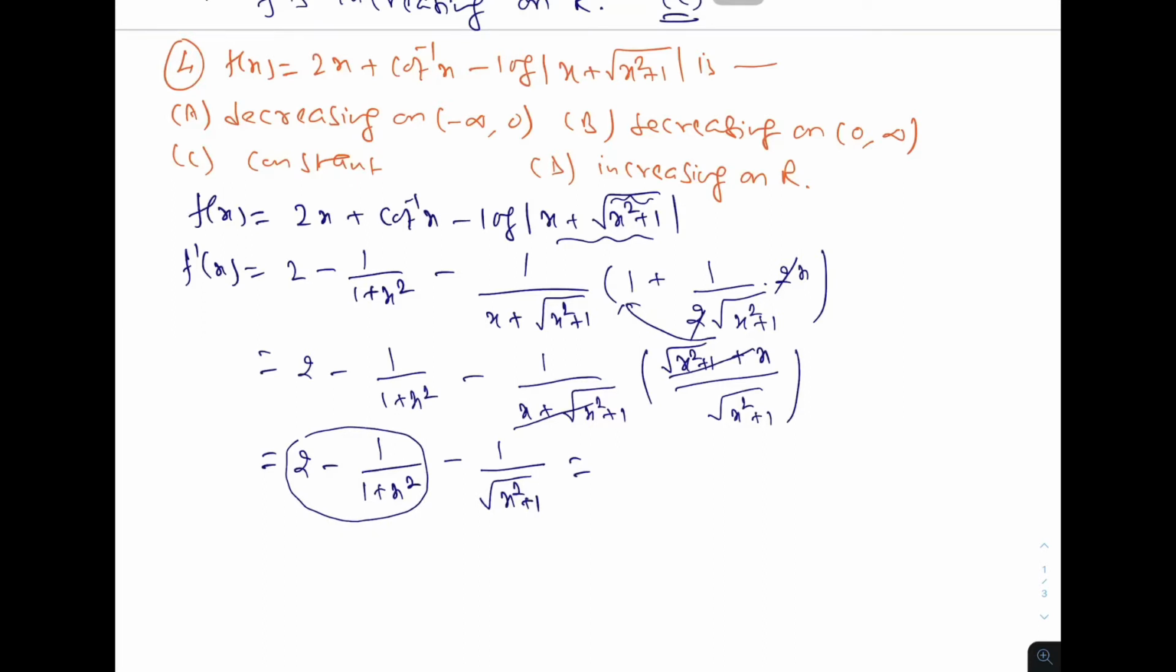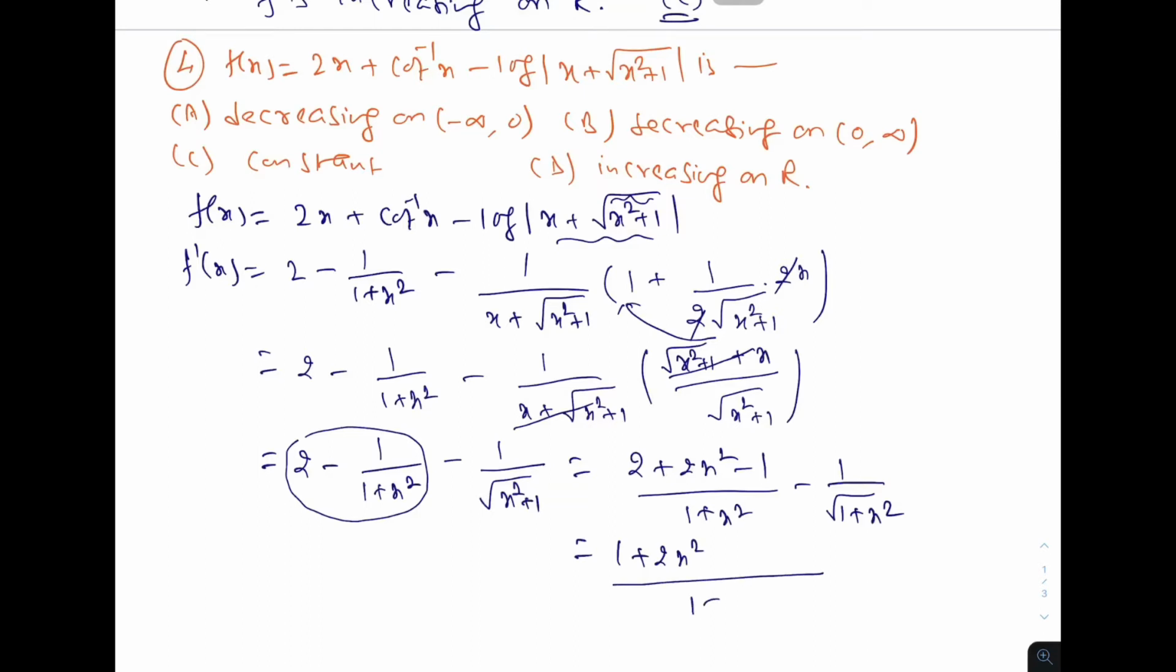Then this is 2 plus 2x square minus 1 over 1 plus x square, minus 1 over root 1 plus x square. This is nothing but 1 plus 2x square. Let us take LCM as 1 plus x square. So minus root 1 plus x square.